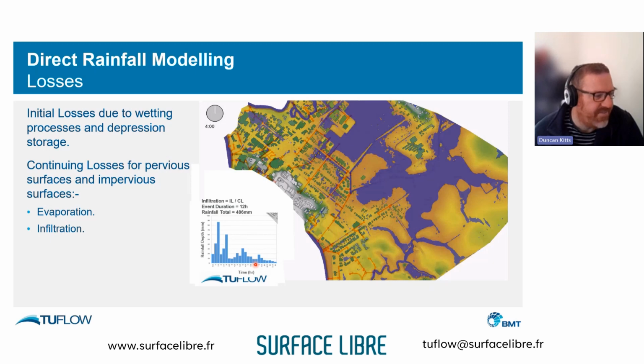In terms of evaporation, another common approach is actually to use a negative rainfall boundary, and that allows us to take water away from the surface, and that can be spatially distributed in the same kind of way that positive rainfall can.